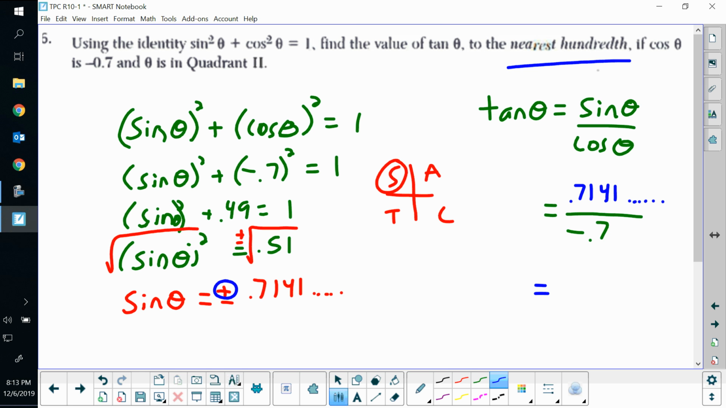All right, so when we punch that in, rounding to the nearest hundredth, we should get negative 1.02 for our final answer.